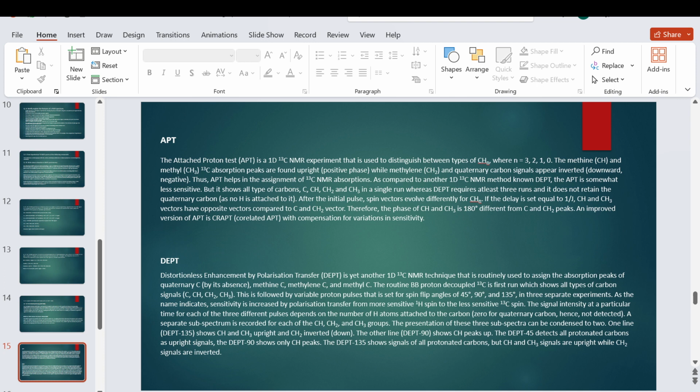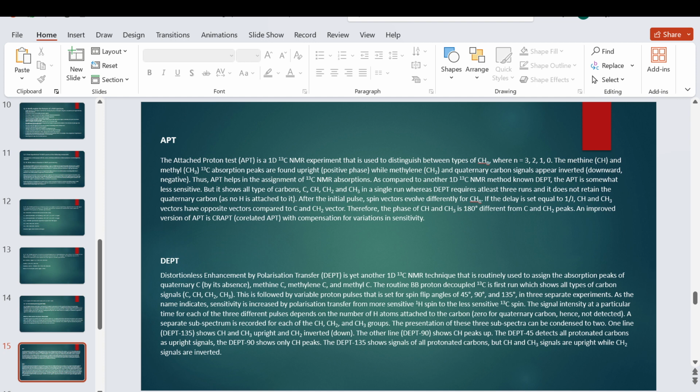As the name indicates, sensitivity is increased by polarization transfer from more sensitive protons to less sensitive carbon-13 spin. The signal intensity at a particular time for each of 3 different pulses depends on the number of hydrogen atoms attached to the carbon. It is 0 for quaternary carbon, hence not detected. A separate subspectrum is recorded for each of the CH, CH2 and CH3 groups. The presentation of these 3 subspectra can be condensed to 2.